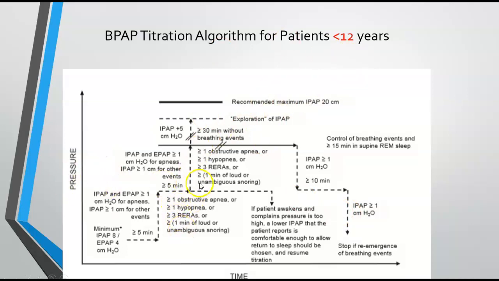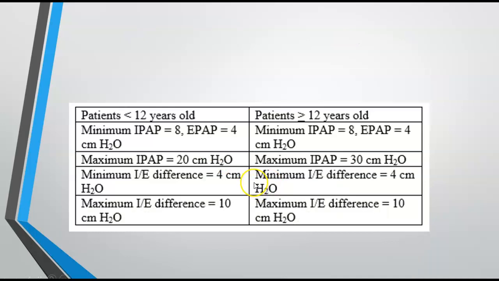Again, 1, 1, 3, 1. You increase IPAP and EPAP for obstructive events and IPAP alone for the rest of the events like hypopnea, arousal, and snoring. So in short, what we discussed so far is for adults greater than 12 years of age: the minimum IPAP is 8 and EPAP is 4. The maximum IPAP is 30. The minimum IPAP-EPAP difference is 4 and the maximum difference is 10. So in a worst-case patient scenario, you may have 30 over 20, or 30 over 26, with a minimum difference of 4.